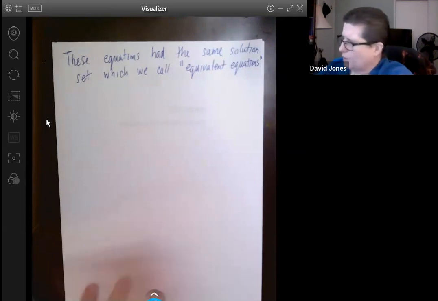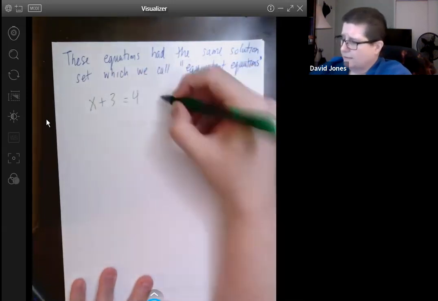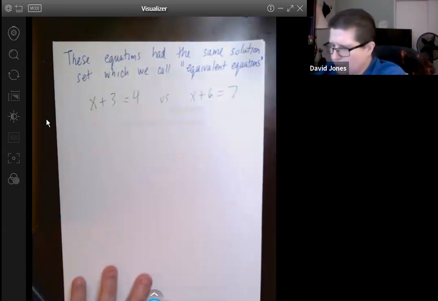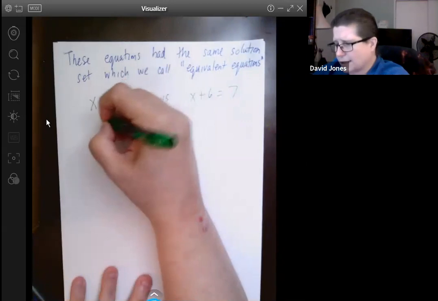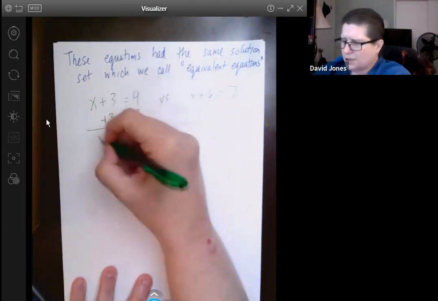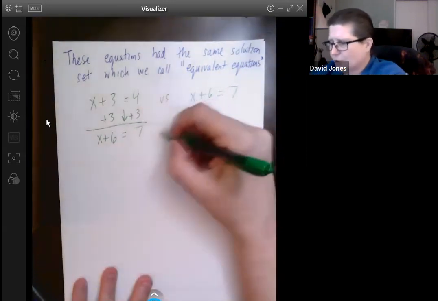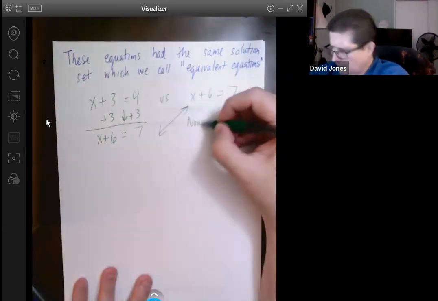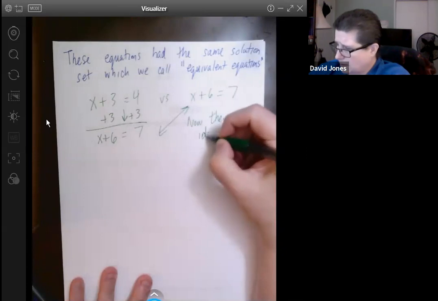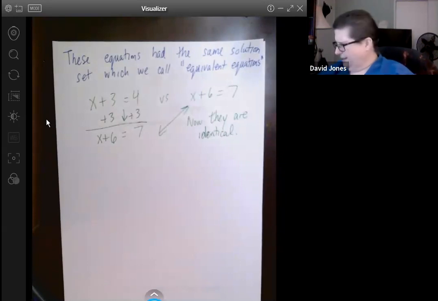And how does it make them equivalent? Look at x plus 3 equals 4 versus x plus 6 equals 7. Notice if I add 3 to both sides on this left equation, well, I have x plus 3 is x plus 6, and 4 plus 3 equals 7. And notice they're the same. Now they are identically equal. So that's why we call them equivalent equations. You can rewrite one of the equations in the form of the other.